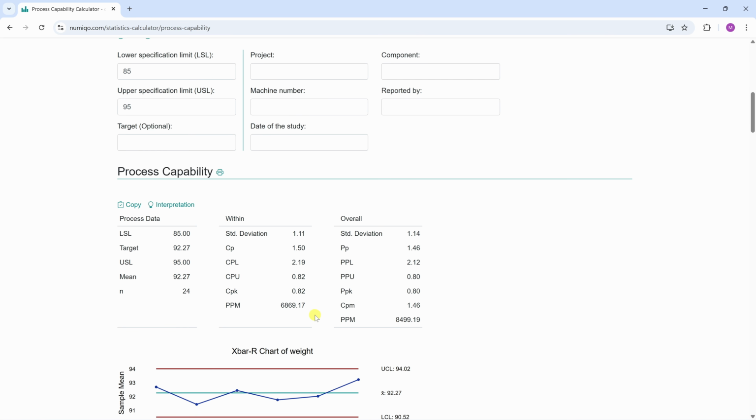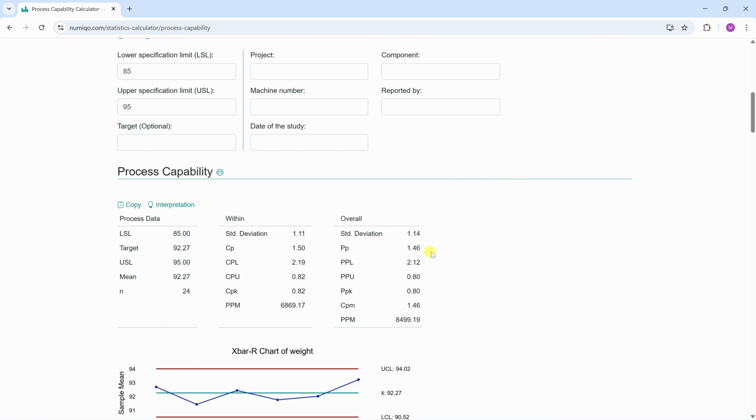ppm means parts per million. So a value of 6,869 means about 6,869 out of 1 million units are expected to be out of specification. And here are the overall results. As we know, within considers within group variation, while overall uses the total long-term variation.